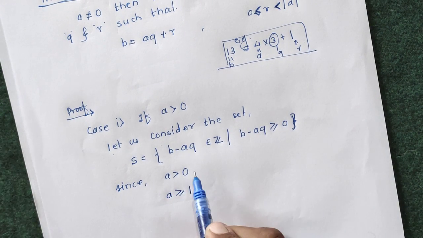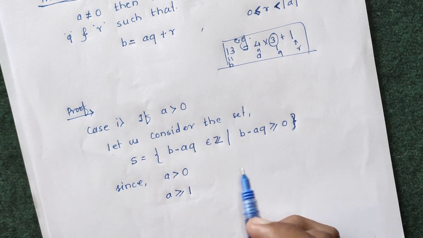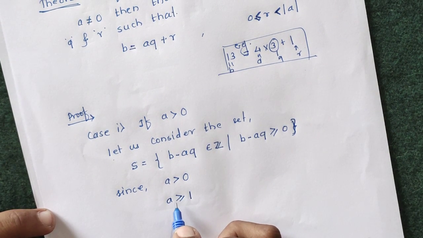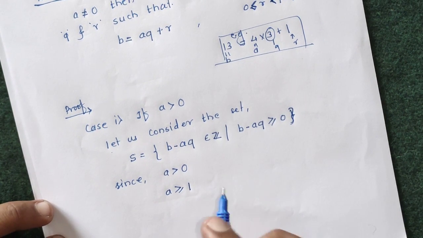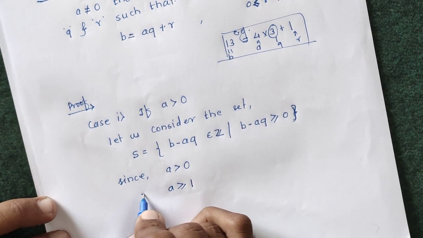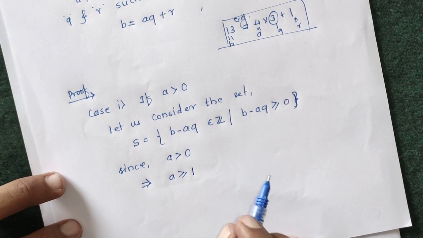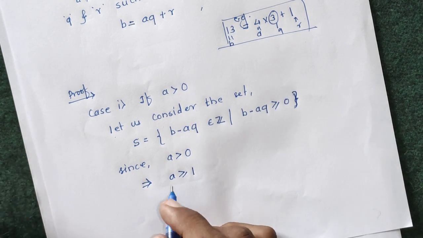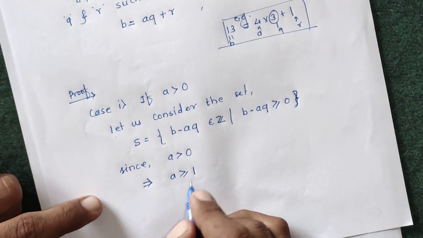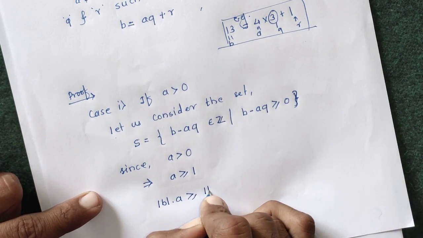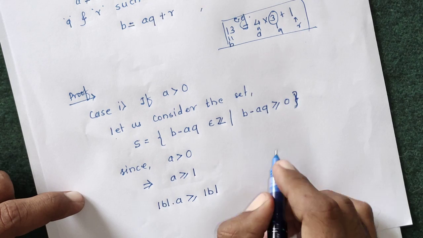A is strictly greater than 0, and after 0 which is the integer is 1, so a must be greater than or equal to 1. Since a is greater than 0, this implies a is greater than or equal to 1. Multiplying both sides by mod b, we get mod b into a is greater than or equal to mod b into 1, that is mod b.